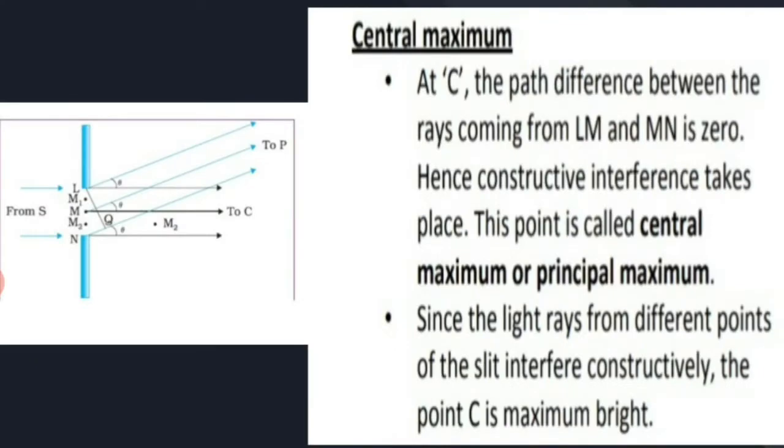Now in the diffraction pattern due to a single slit, a central maximum is obtained at C. At C, the path difference between the rays coming from LM and MN is 0. Hence, constructive interference takes place and that point is found to be the central maximum. It is also called the principal maximum. Since the light rays from different points of the slit interfere constructively, that point C becomes maximum bright.